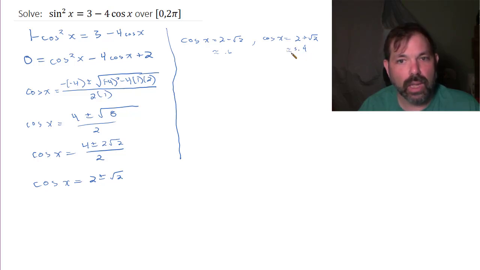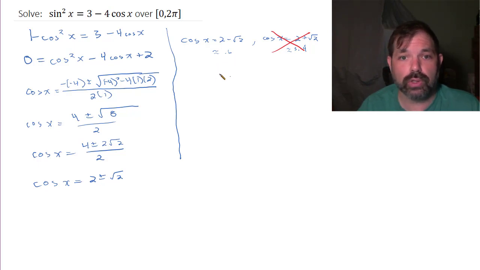3.4 approximately. The cosine cannot be 3.4 because remember the range of the cosine function is negative 1 to 1. 3.4 is outside of that, so I can throw this away. Cosine x can be approximately 0.6.